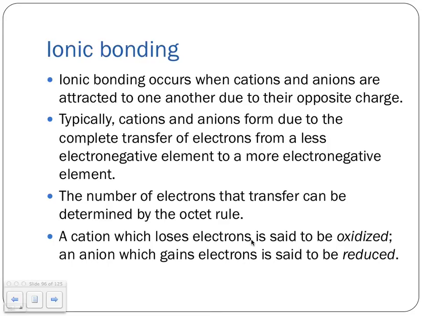Now, ionic bonding occurs when a cation and an anion, a positively charged ion and a negatively charged ion, are attracted to one another due to their opposite charge. So if we were to imagine, let's say, 2 ions here. Let's say I have a sodium ion, and I'm going to put a little bracket around it just to make it a little easier to see up here.